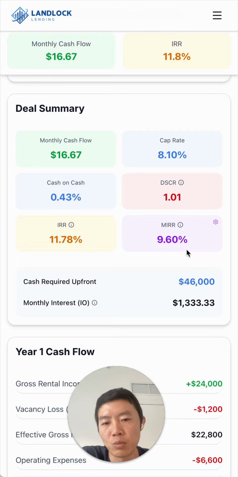But it's a nice reflection of the long-term thinking about what your investment is, aside from the short-term month-to-month cash flow.